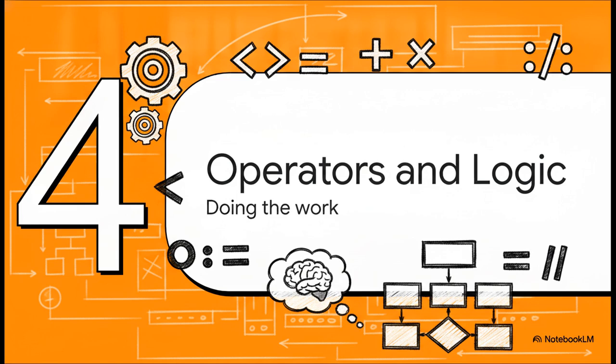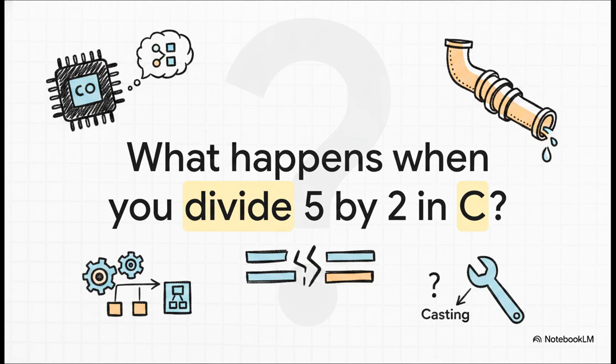This is where we get the computer doing the actual work. Let's start with a fun little trap. Quick pop quiz. What happens when you divide 5 by 2 in C? If you instinctively said 2.5, well, you've just hit another danger zone.